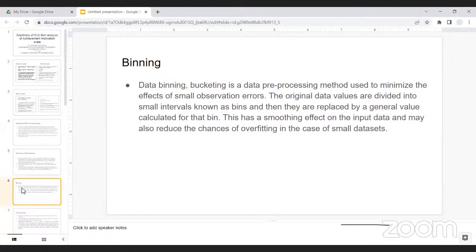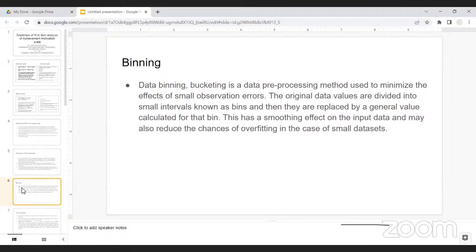Binning, data binning, bucketing is a data pre-processing method used to minimize the effects of small observation errors. The original data values are divided into small intervals known as bins, and then they are replaced by a general value calculated for that bin. This has a smoothing effect on the input data and may also reduce the chances of overfitting in case of small data sets.